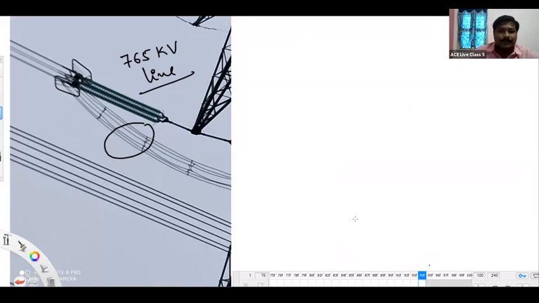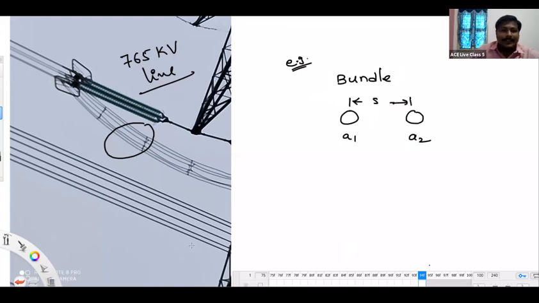Just listen to me. For example, it is a single conductor, or I'll say bundle conductor. Directly I am drawing a bundle conductor. It has subconductor A1 and subconductor A2. The gap between A1 and A2 is S. Stop writing and listen to my words. Bundle conductor, two subconductors A1, A2. S is the spacing. R is the radius of each one.